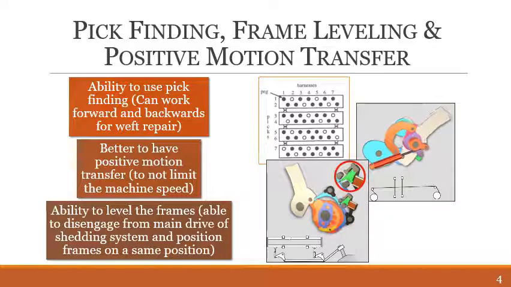At this position you can see that the frames are level, and this leveling is only possible if we disengage the followers or the bowls from our cam system. Similarly, in Dobby it is also possible. So frame leveling is a good ability. It is better when we need to control the shed geometry, to see if all the frames are level at one position or not.